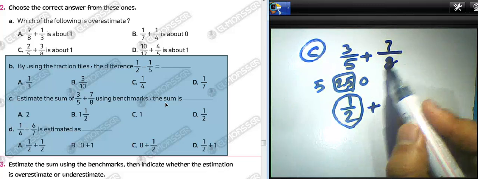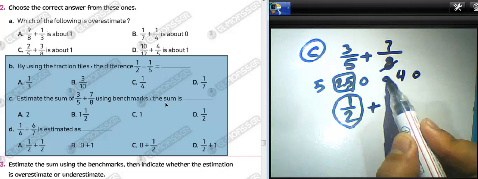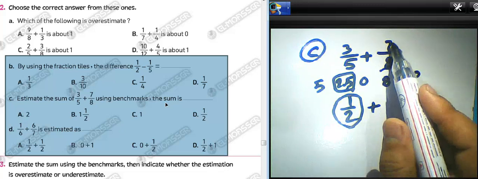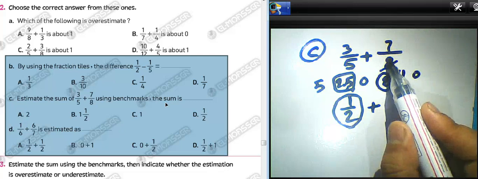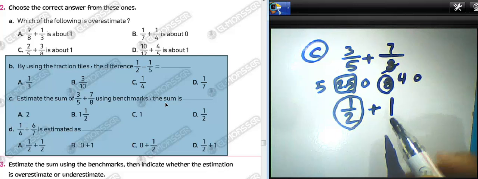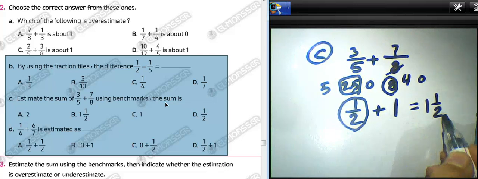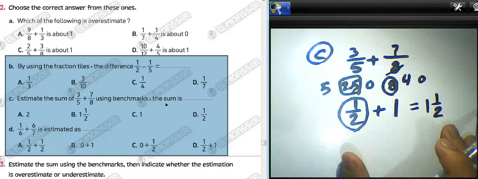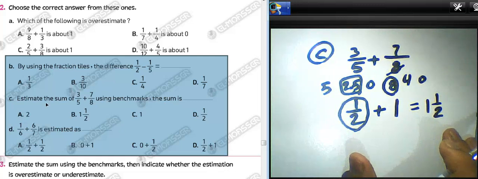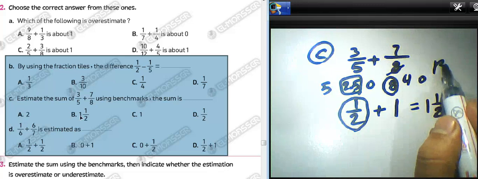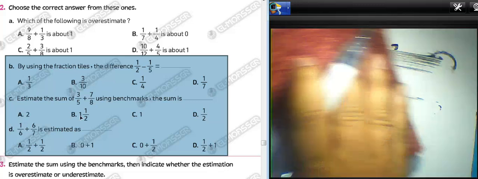And 7 is nearest to 4 or 0 or 8. 7 is nearest to 8. So 8 divided by 8 equals 1. Okay, my students, then the result will be 1.5. The result will be 1 and 1/2. Okay, letter B, we must choose letter B about question letter C.